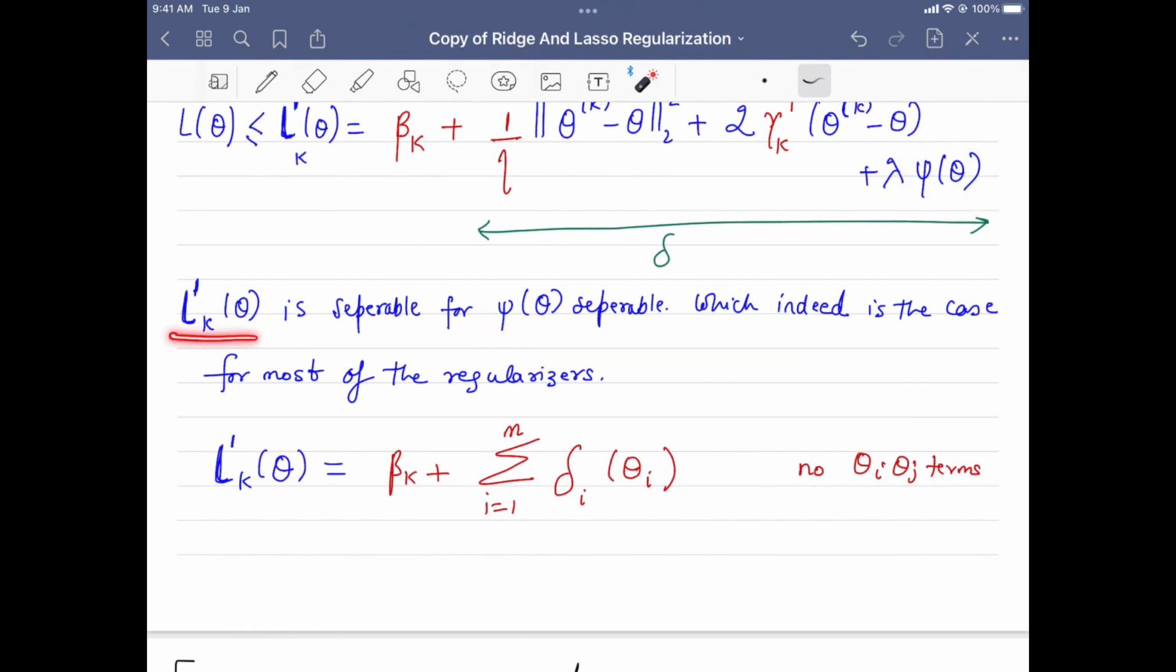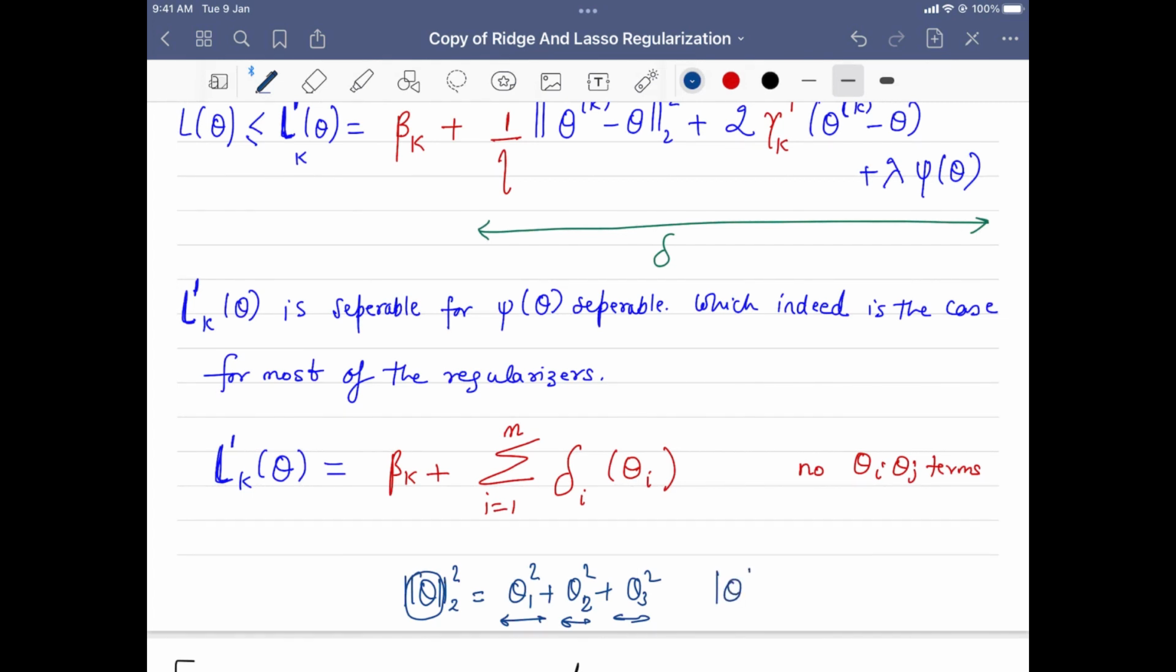So it is separable if only phi of theta is separable. By separability, I told you last time also, if you have a theta vector and you take an L2 norm, it is nothing but theta 1 square plus theta 2 square plus theta 3 square. So if you can represent the individual components of theta separately and sum them up, similarly for the modulus, if you are taking an L1 norm, then that is nothing but modulus theta 1 plus modulus theta 2 plus modulus theta 3.